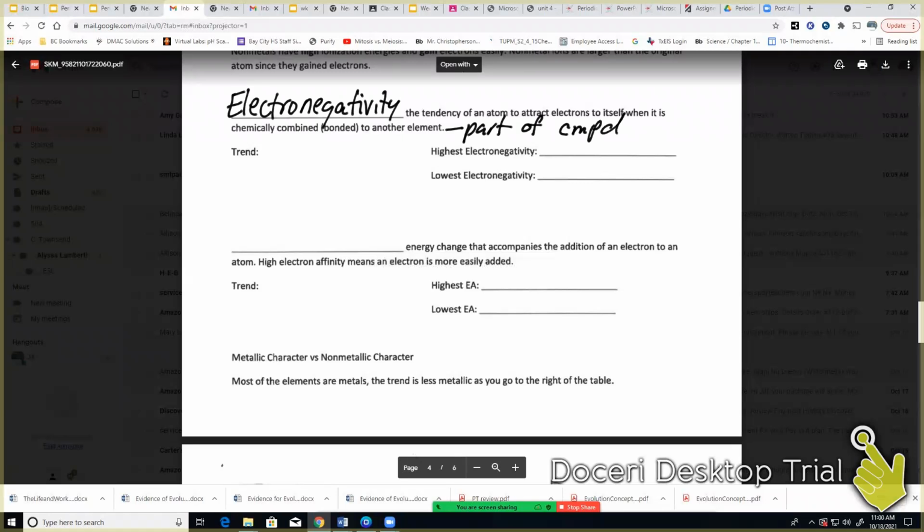So the highest electronegativity for an element is fluorine. And it has a value of 4. Electronegativities are actually given numbers, and the very highest number anything could get would be 4, and that's from fluorine. And then francium is going to be your lowest.